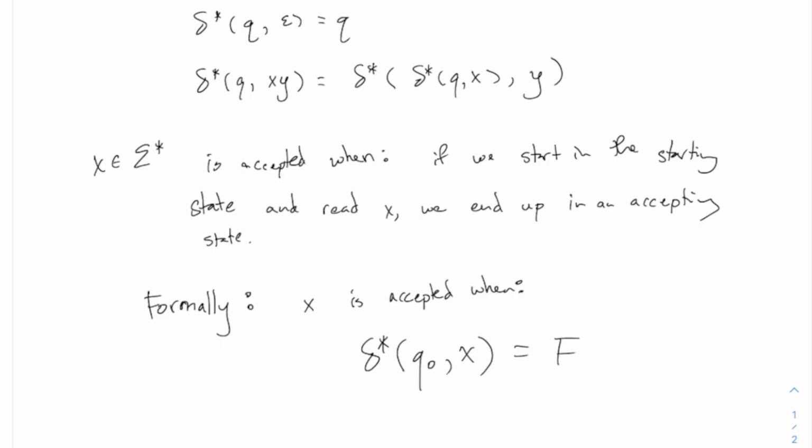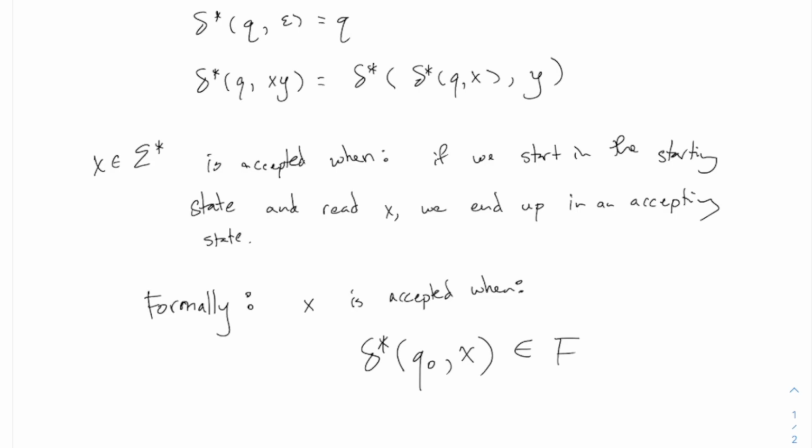What you mean by that is when you start in the starting state and you do X, that is an accepting state. Instead of equal, it doesn't quite make sense here because F is a set of states, whereas the thing on the left side of that equal sign is an element. You've got to say it is an element of F. F is the whole set of accepting states.